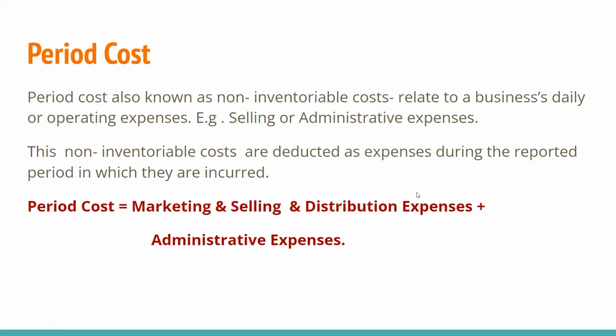The period costs are non-inventoriable costs, so they relate to the business's daily operating expenses, like selling and admin expenses or selling and general admin expenses. So these non-inventoriable costs are deducted as expenses during the reporting period in which they are incurred. So they are written off as they are incurred. And they include things like your marketing and selling and distributing expenses and your administrative expenses.